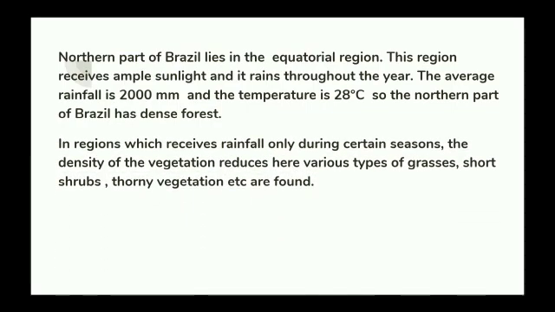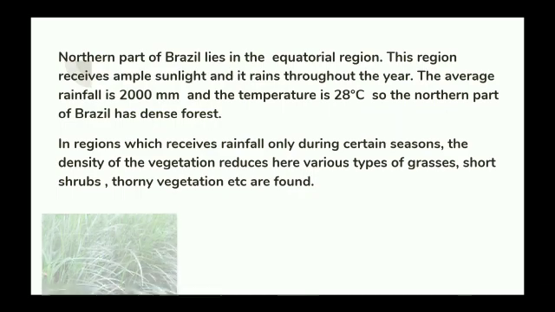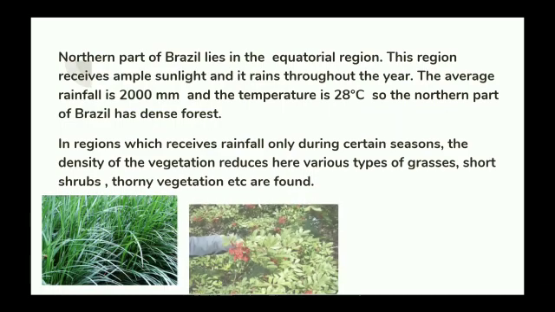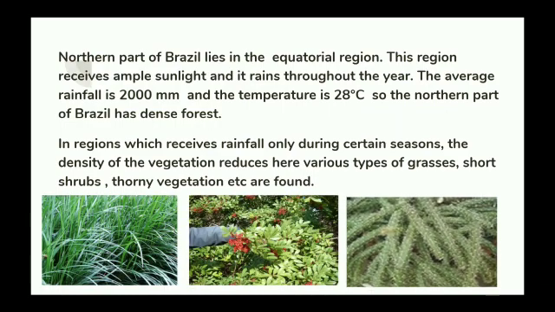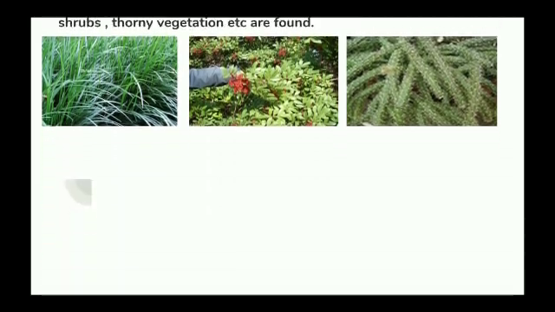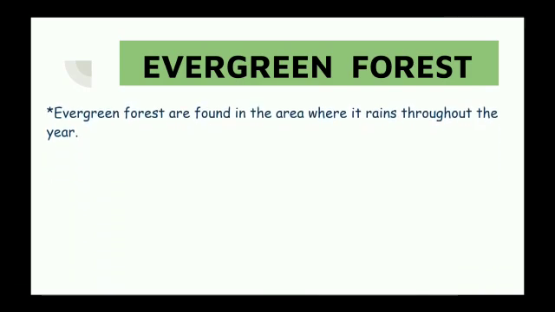In regions which receive rainfall only during certain seasons, the density of vegetation reduces. Here various types of grasses, short shrubs, thorny vegetations are found. The very important part is the evergreen forest. Evergreen forests are found in the area where it rains throughout the year.